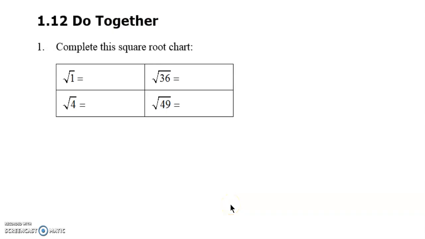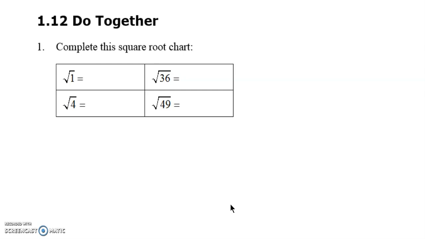So let's begin with the do together, and we're actually going to do some of the exercise together as well if you'd like to continue the video to the end. So number 1 is to complete the square root chart. We have the perfect squares, and we're looking for the factors that make these perfect squares.